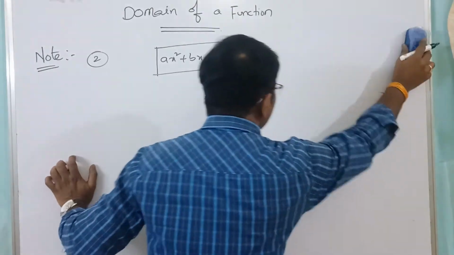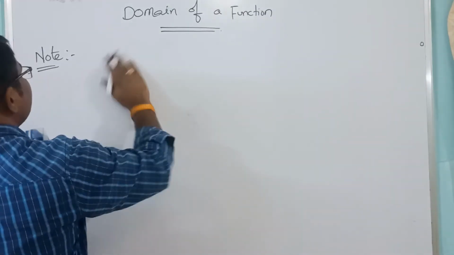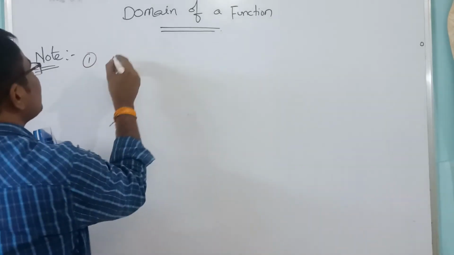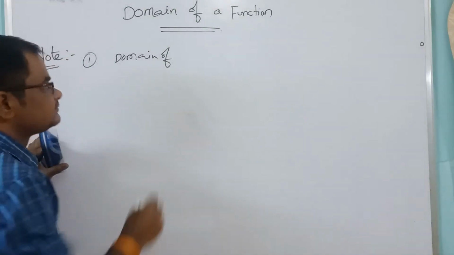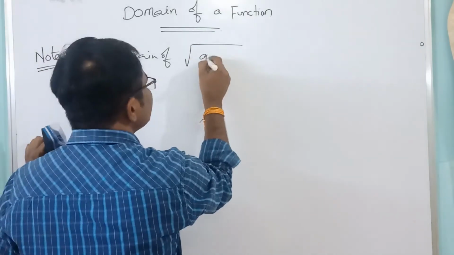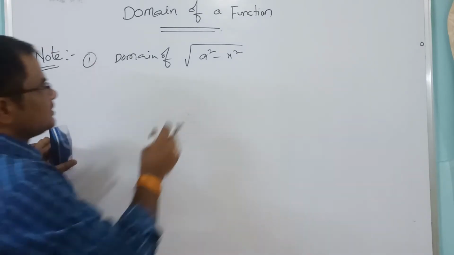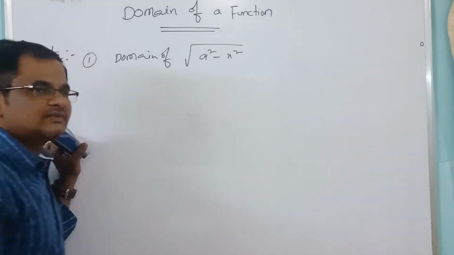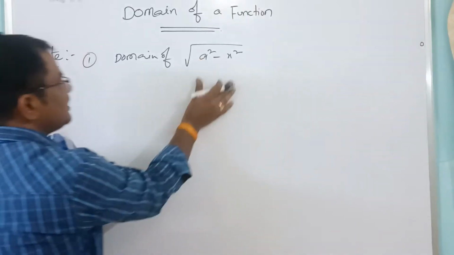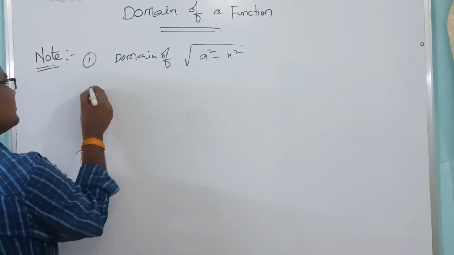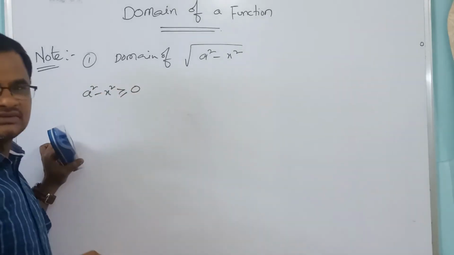Next, we will find the domain of some fundamental functions, right? Listen, first one: domain of root of a square minus x square. For this function, they are asking the domain. What do we have to do? We know that the value under the root is always greater than or equal to 0. So a square minus x square is greater than or equal to 0.